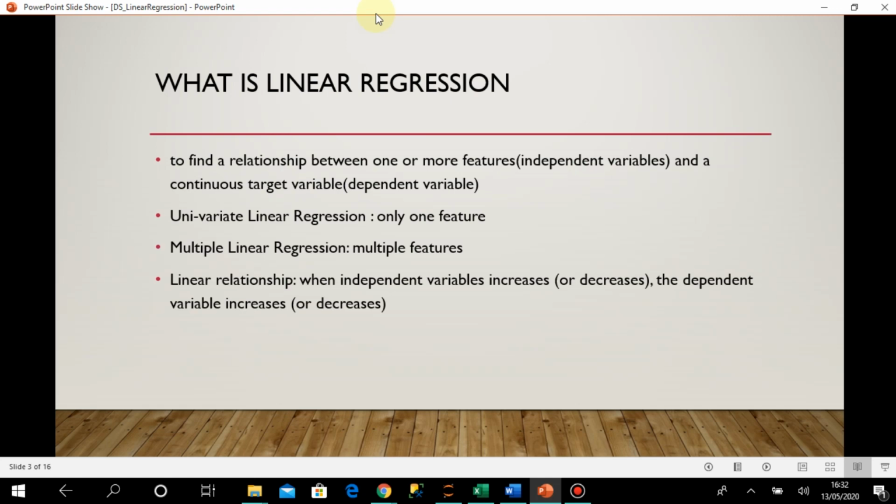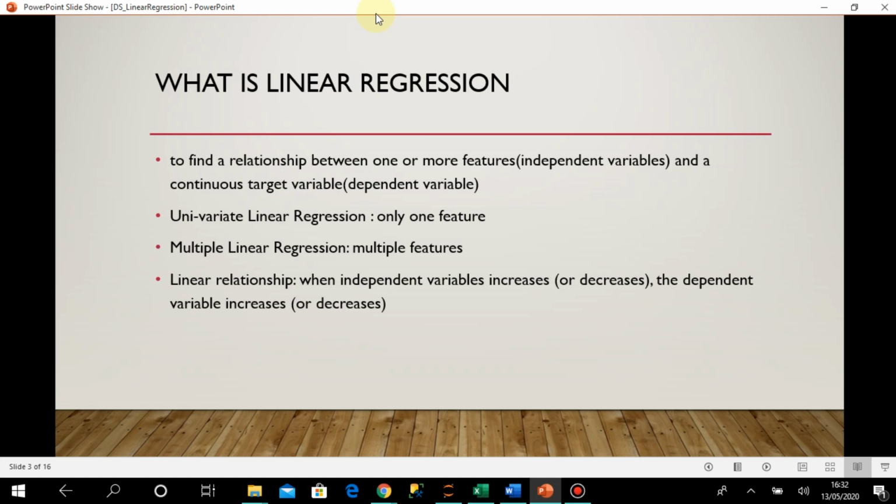If there is only one feature and based on that we have to predict the target, then it is called univariate linear regression or simple linear regression. And if multiple features are available, and based on those multiple features we have to predict the target value, then it is called multiple linear regression.